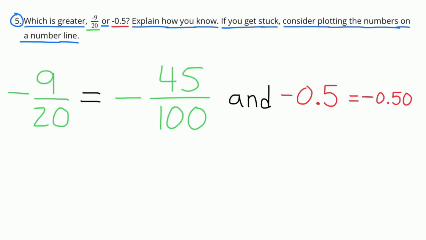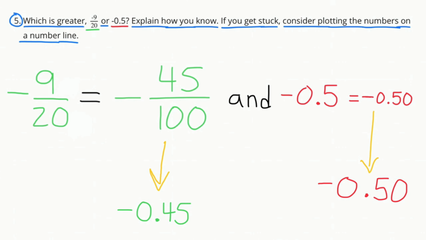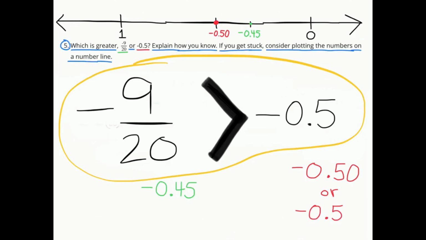But I can turn this -45/100 into a decimal just by writing it as -0.45. When -45/100 is written as a decimal, it becomes much easier to compare to -5/10, and I've rewritten -5/10 as -50/100. So when we compare -45/100 with -50/100, it gets even easier if I put it on a number line. -50/100 is smaller than -45/100. It's further to the left. So -9/20 is greater than -5/10.